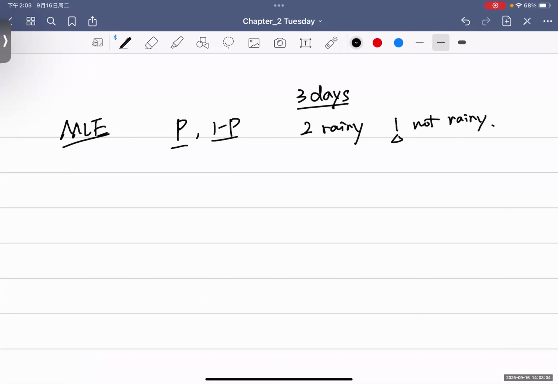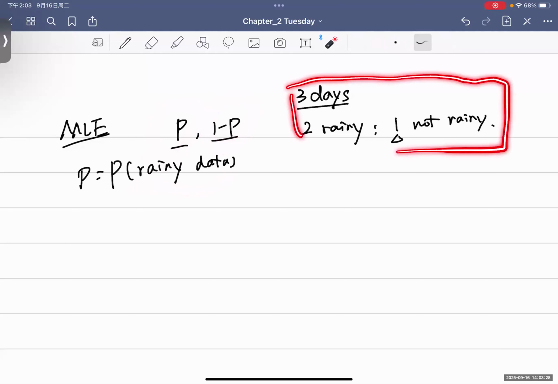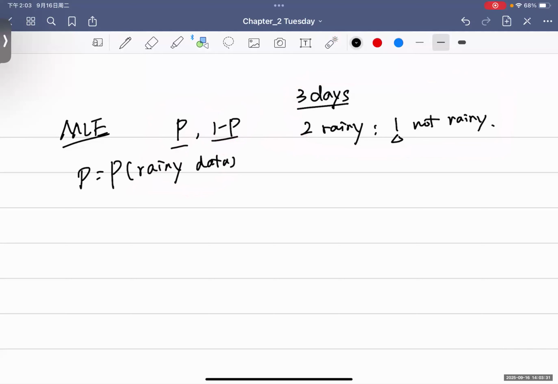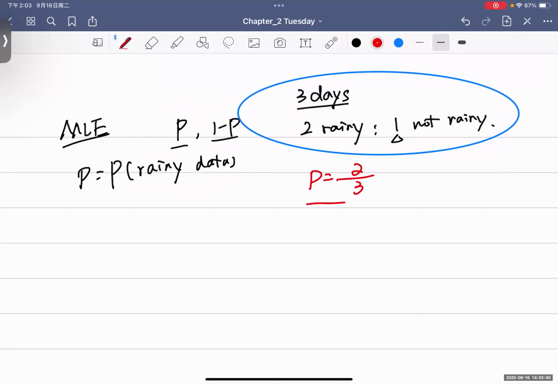Just based on this simple data, what is the value of P? P stands for the probability of a raining day, and 1 minus P stands for it not being a raining day. Now I want you to answer: what is the value of P, just based on the data? Of course it's an estimate of P. You definitely know the answer. The answer is 2/3. It's very simple. You just consider there are 2 raining days and 3 in total, so you choose 2/3.